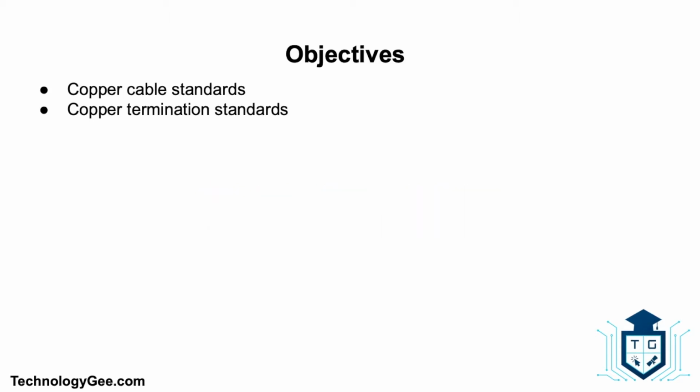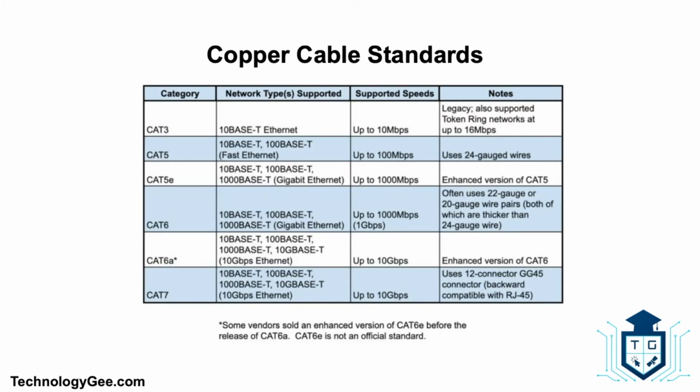In this video, you're going to learn about various copper cable and termination standards. So let's talk about copper cable standards. You got Cat 3, Cat 5, Cat 5e, Cat 6, Cat 6a, and Cat 7. Also, you have various 10BASE-T to 1000BASE-T network types and their supported speeds along with some notes about it. I'm not going to go over all this in detail. That's why I created this handy dandy little chart for you to reference.